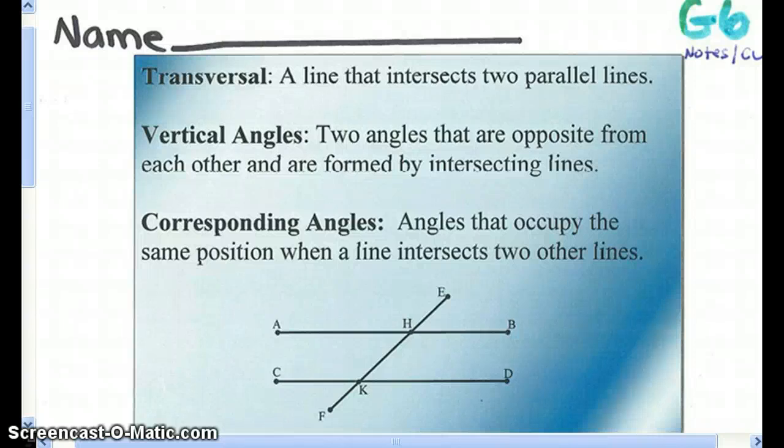These are the G6 notes on parallel lines cut by a transversal. We're going to highlight and color code on the diagram. The first vocabulary word is transversal. A transversal is a line that intersects two parallel lines. So down here in our diagram, let's highlight the transversal that goes through the parallel lines.